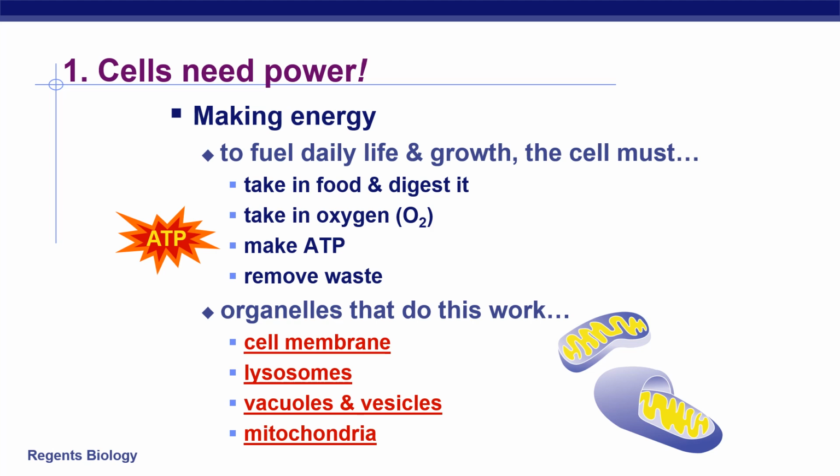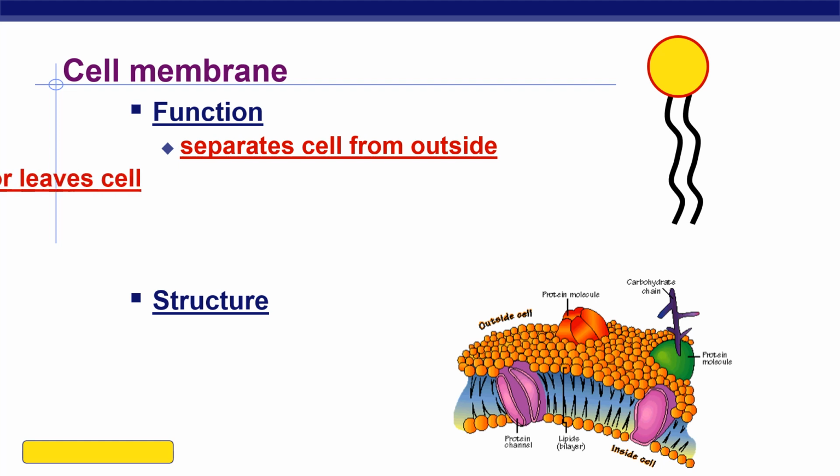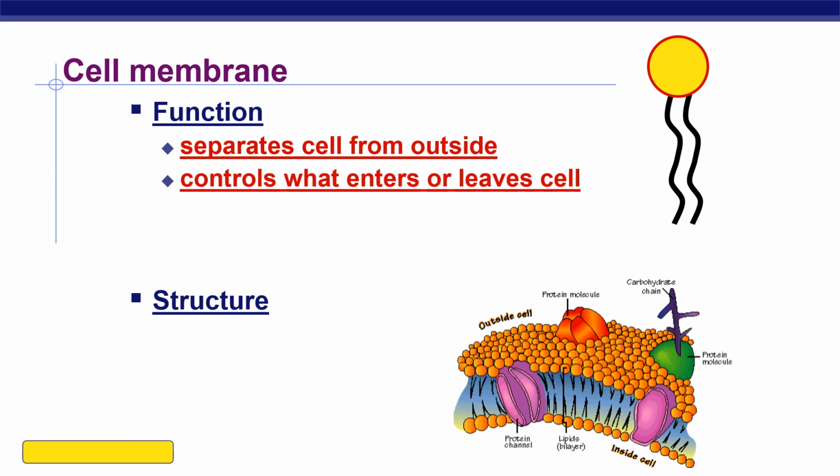So we're now moving on to the different cell organelles. Let's start with the cell membrane. When we say cell membrane, it separates a cell from outside. When we say from outside, from its environment. Now, cell membrane controls what enters or leaves the cell. That's why we call it a semi-permeable cell membrane.